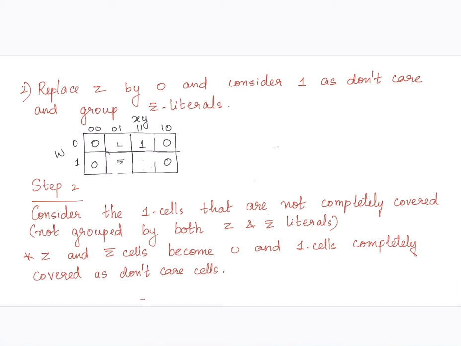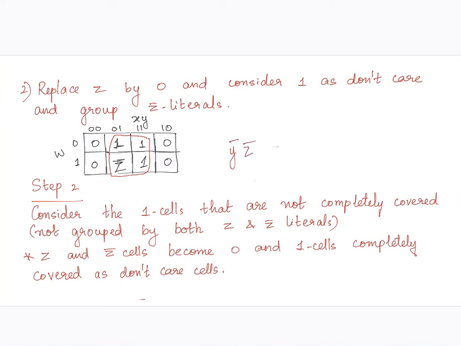Next step is we have to replace all the Z literals by 0 and keep Z bar, and consider 1 as don't care. So Z bar should be kept as such and all the Z literals replaced by 0. Now again grouping has to be done. While grouping we can group this as 4. So this can be grouped, and the term corresponding to this will be Y bar Z bar.